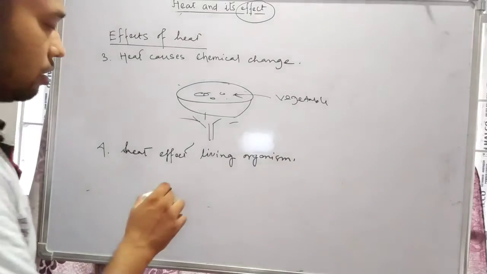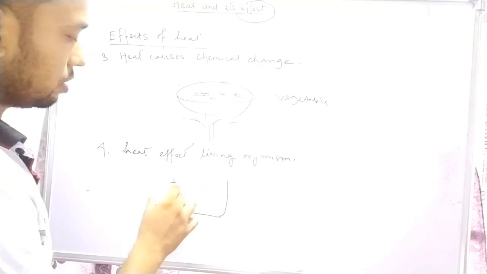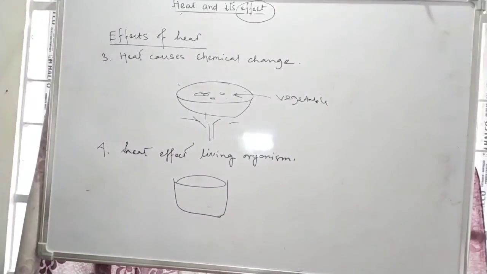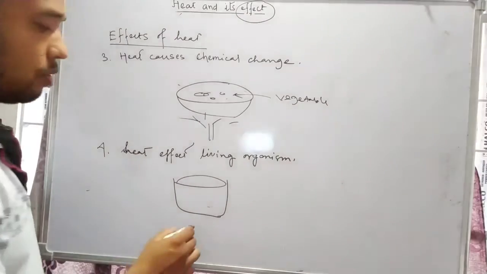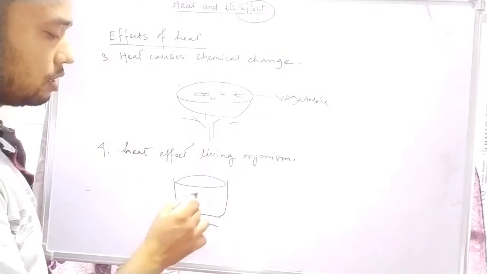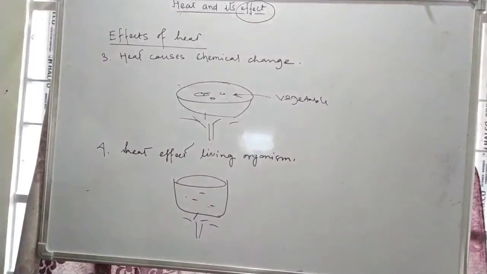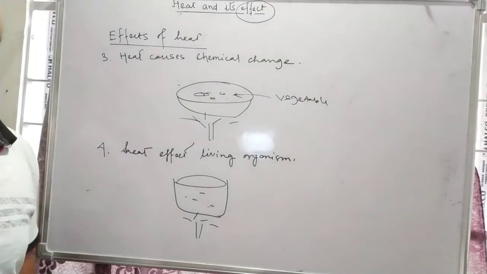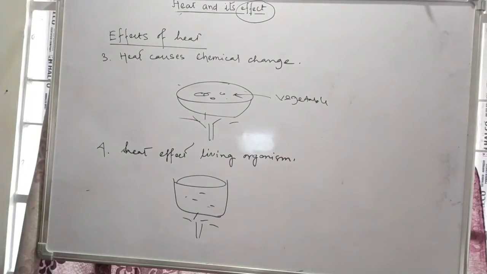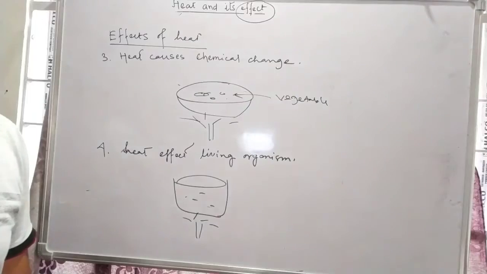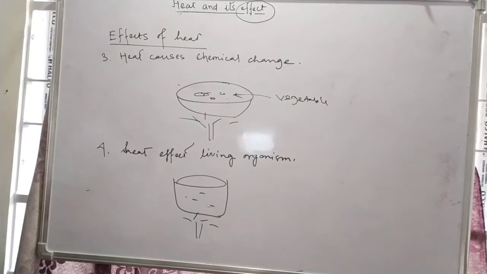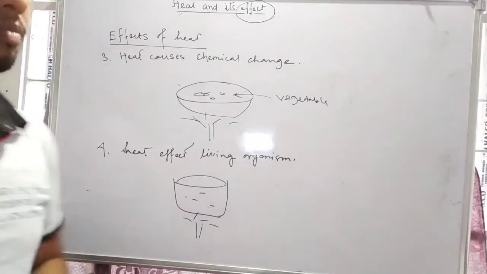So why? In water, several bacteria may be there, which are harmful for our body. So when we apply heat to water, heat kills these living organisms present in our drinking water, the bacteria or other organisms which are harmful for our body. Okay, so in this way, heat affects living organisms also. So these are several effects due to heat.